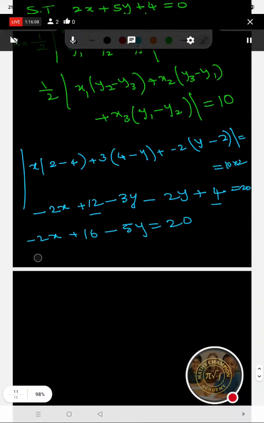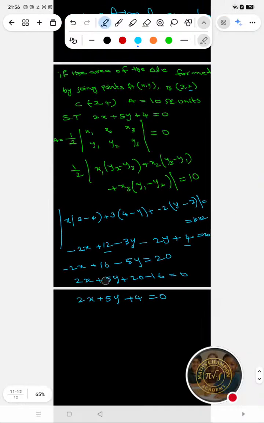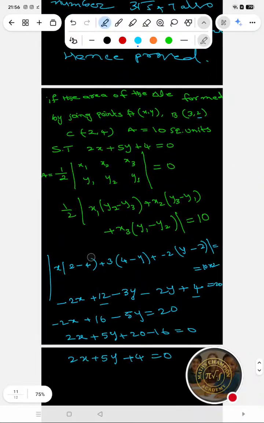So next, if you take this to that side, 2x plus 5y plus 20 minus 16 is equal to 0. 2x plus 5y, 20 minus 16 that is plus 4, is equal to 0. Hence proved, we have to show that only. Look at this equation and the equation we got, so hence we can write: hence proved.